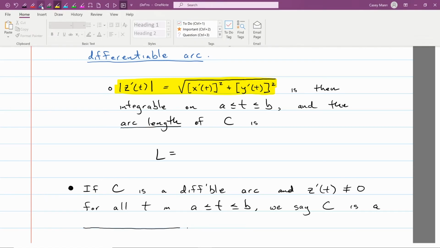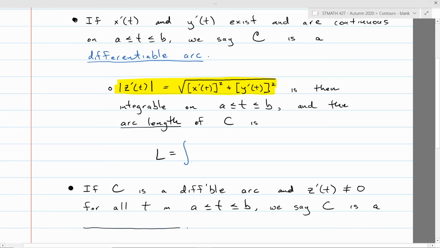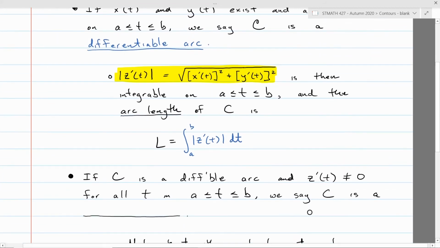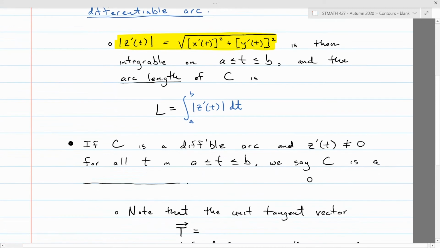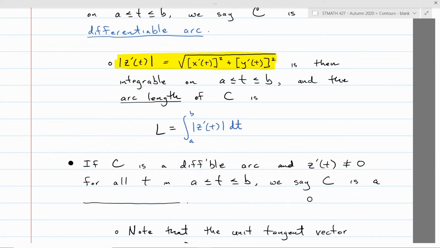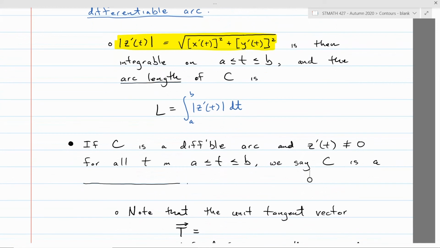So the arc length is just the integral from a to b of the magnitude of z prime of t dt. This is exactly the same formula you would have had for arc length back in multivariate calculus. That's why we like to have differentiable arcs, because we can always talk about the arc length for such curves. In fact, you can always talk about what's called the arc length parameterization, and sometimes that's the very best parameterization of the curve, just because it makes doing the calculus easier.